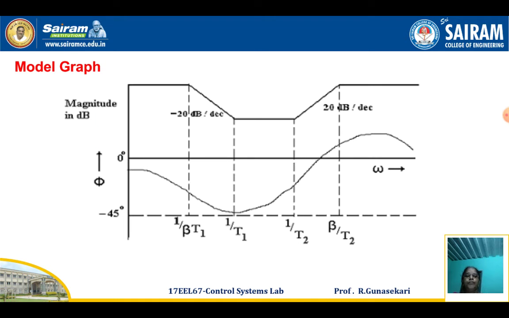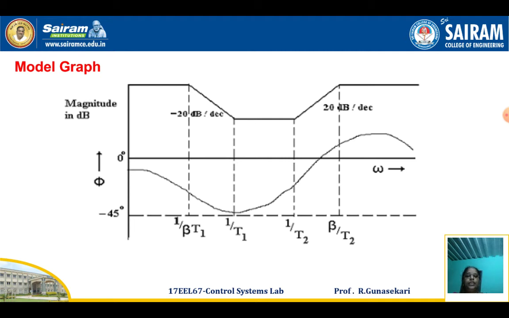This is the model graph of the lag lead compensating network. You see, x-axis omega, y-axis magnitude of gain in decibels, and then phase angle phi. The top curve is the frequency versus magnitude in decibels. Below, the sine-wave-like curve is frequency versus phi. First horizontal, then slanting at minus 20 decibel per decade, then again steady, then increasing at 20 decibel per decade. So this is the lag lead compensation.